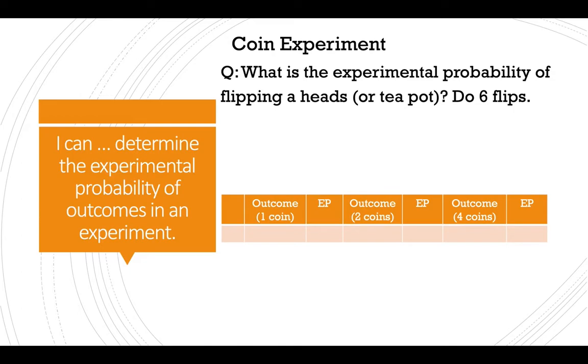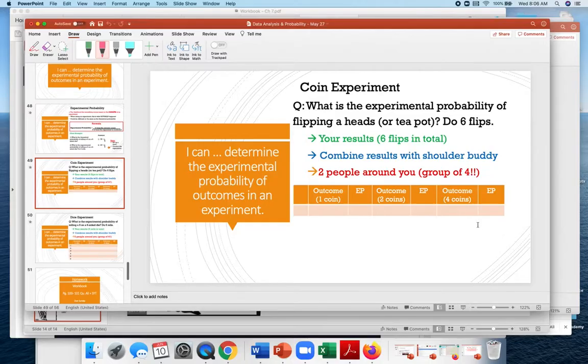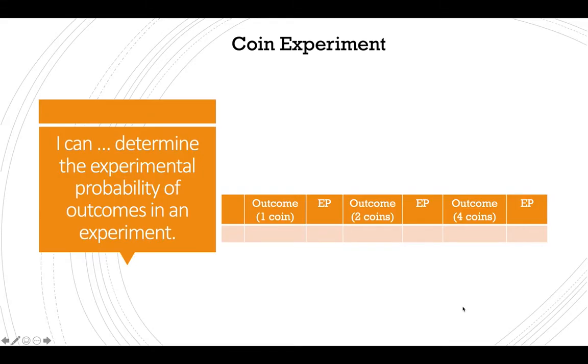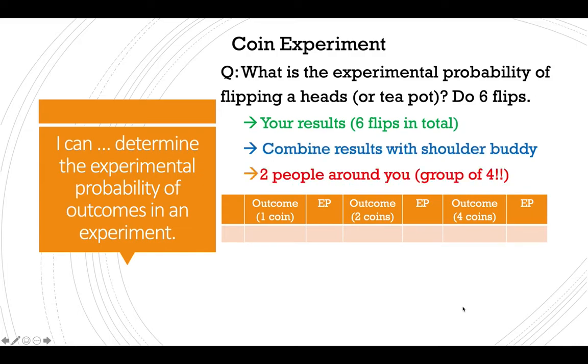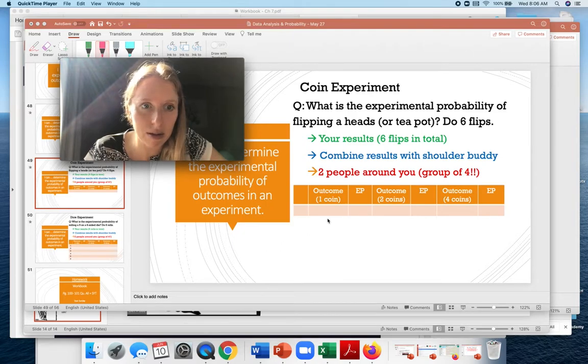Okay, so we're going to do a total of 6 flips. First of all, you need to get your results. We're going to put your results first here with 1 coin. Then we're going to combine the results with a shoulder buddy, which would be here for a total of 2 coins. And then we do it again with a group of 4, so everyone around you. Now, we can't really do this because we're not all here.